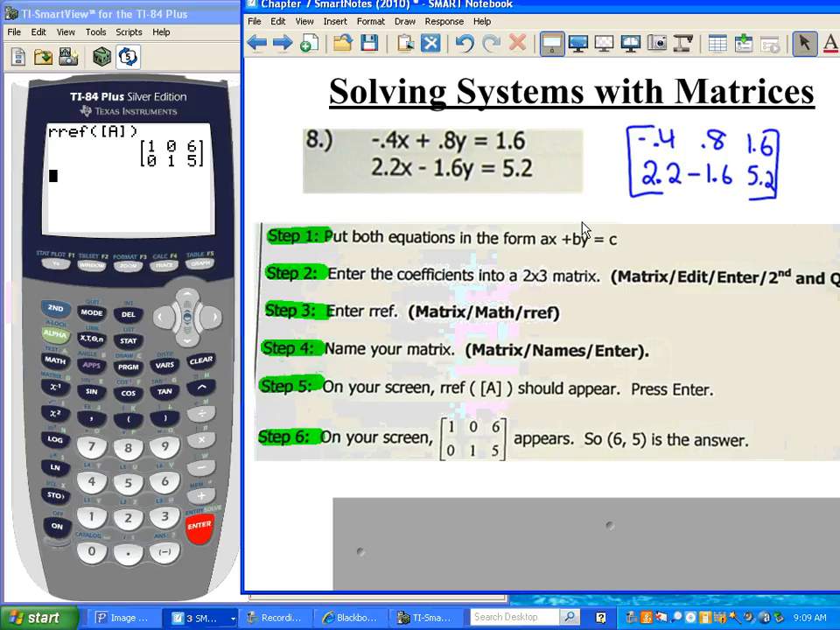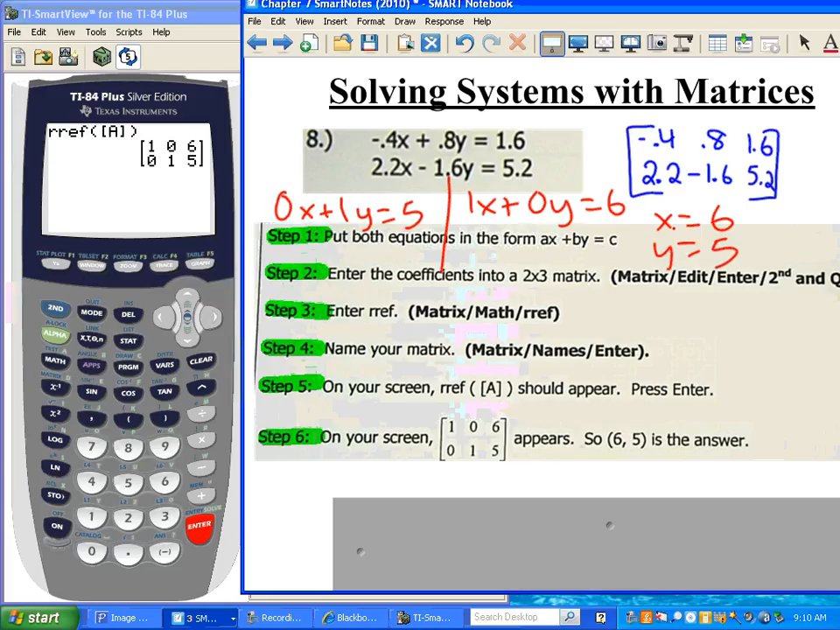Okay, so let me show you. So there's a 1, 0, and a 6. Same thing as saying 1x plus 0y equals 6. What's 0 times y? 0, right? So look, you're left with x equals 6. Why does the bottom one work? We have 0x plus 1y equals 5. 0 times x is 0. 1y is 5, which means y is 5. The ordered pair, the solution for this system up here is 6, 5.